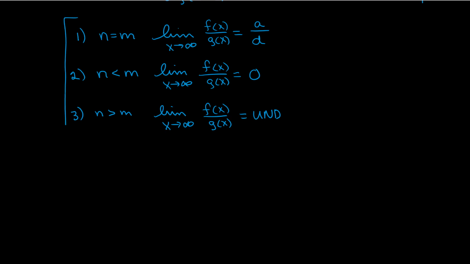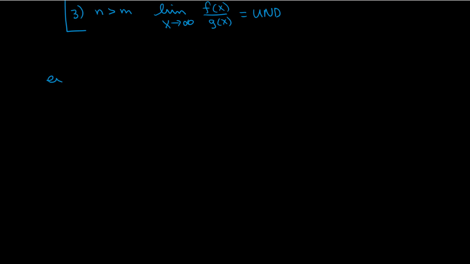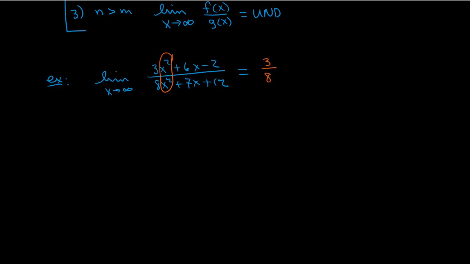These three properties are very important to keep in mind and make life really easy. For example, let's say we have something like the limit as x goes to infinity of 3x squared plus 6x minus 2 over 8x squared plus 7x plus 12. First thing I do is I notice, hey, we've got a tie. x squared in each of them. If the same power of x is the highest power in each of them, you just pull off the two coefficients from those leading terms and you're done.